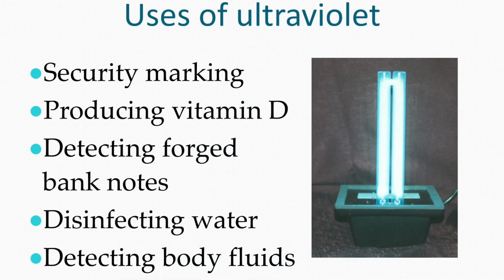Ultraviolet light has quite a wide variety of uses. It can be used for security markings, detecting forged banknotes. It helps our bodies produce vitamin D. It can also be used to disinfect water, and at crime scenes it's sometimes used to detect bodily fluids. Pause the video here and copy these down into your book.